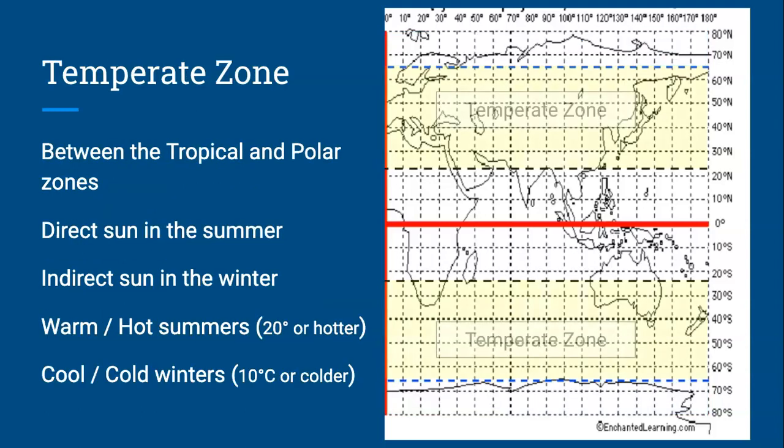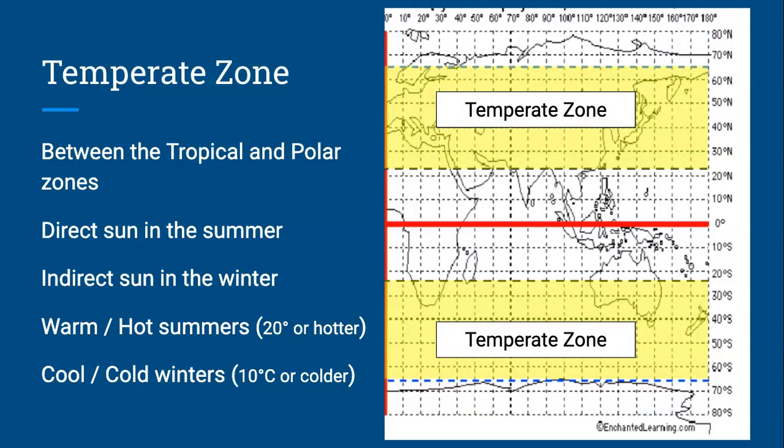In between those two extremes, we get the temperate zones. These two zones sit in between the tropical and polar zones. Now, during the summer, temperate zones get direct sunlight. But in the wintertime, they get indirect sunlight. And that means that summertimes are warm or hot. So summertimes have 20 degrees Celsius days or hotter. Whereas the winters tend to be cool and cold, so 10 degrees Celsius or colder. So in the temperate zones, it's cold in the winter, hot in the summer. And you might be thinking, yeah, Baltimore is in the temperate zone.